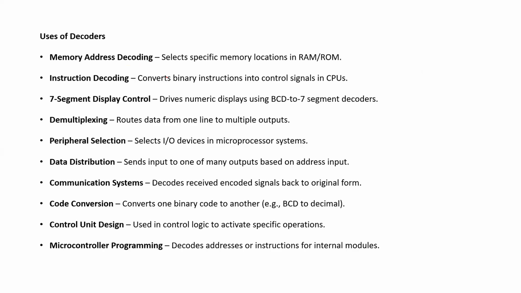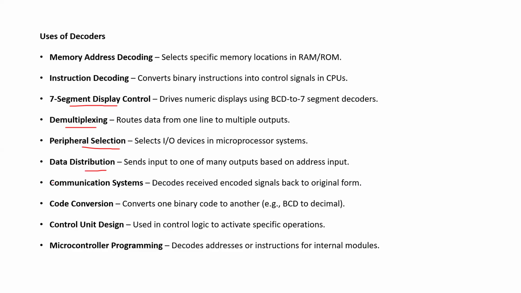That's an important thing. So what are the uses of a decoder? I already said what a decoder does. Memory addressing decoding selects specific memory locations in RAM and ROM. Instruction decoding converts binary instructions into control signals in the CPU. 7-segment display control drives numeric displays with BCD to 7-segment decoders. Demultiplexing: the encoder is used for multiplexing, and the decoder is used for demultiplexing, routing data from one line to multiple outputs. And peripheral selection and data distribution also use it.